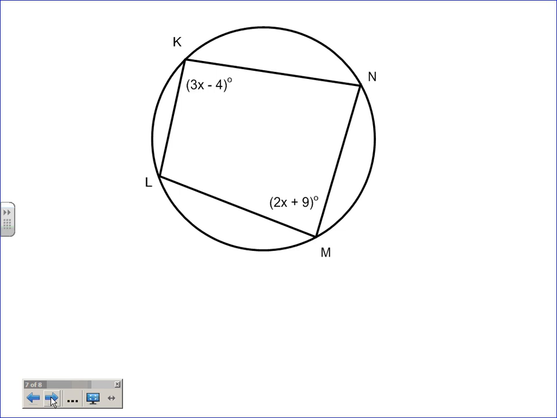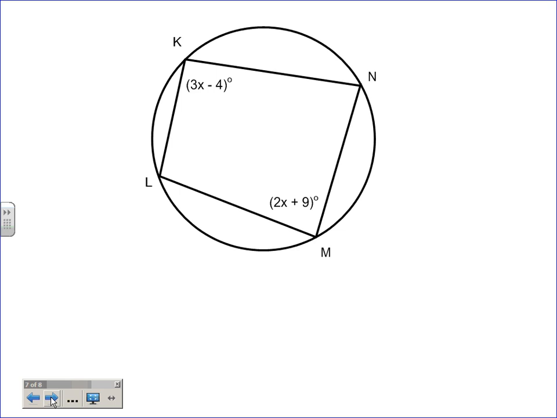I like this one because it actually is going to make you think. Your initial reaction is, let's set them equal to each other. But do we know they're equal? If we know they're equal, we can do that. Okay. Do we know that LKNM is a square? Do we know that? Could it be? It could be. We don't know.